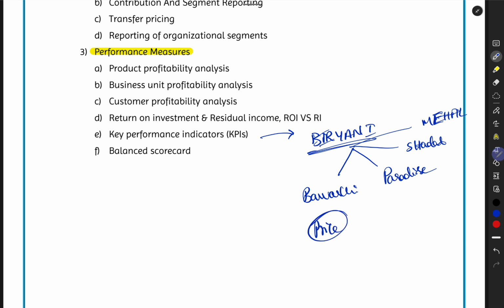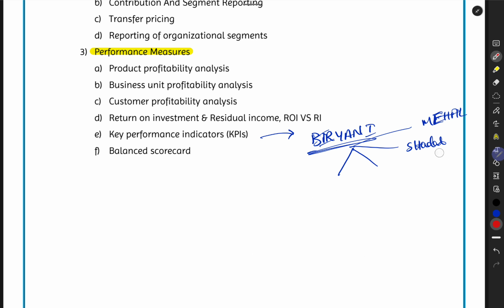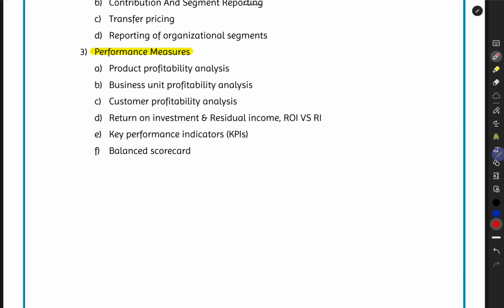Maybe, maybe not. The first factor would be taste, correct? Second factor would be quality. Third factor would be cleanliness, ambience, then price, correct? Maybe in some cases we'll look at the price first and the rest later, but anyways. So if I want to know the best biryani, the most important ones for me would be taste and quality. So here this taste and quality are called key performance indicators.